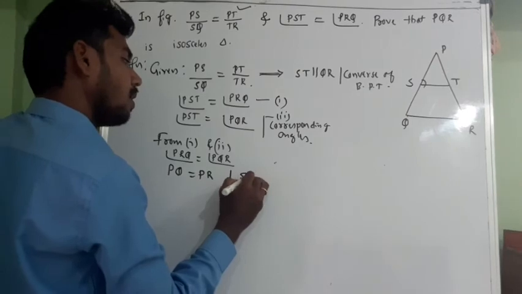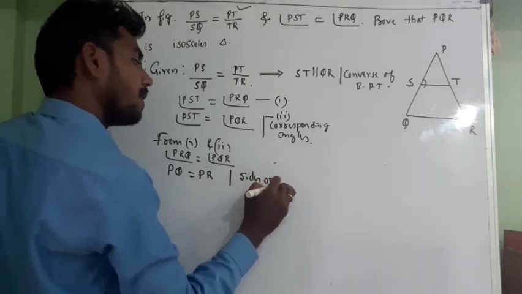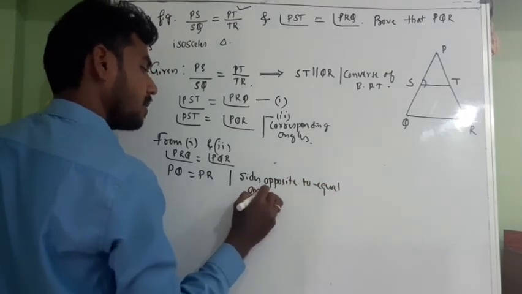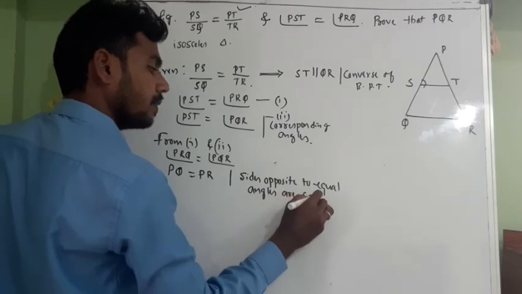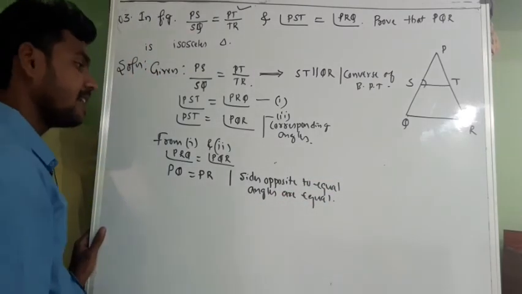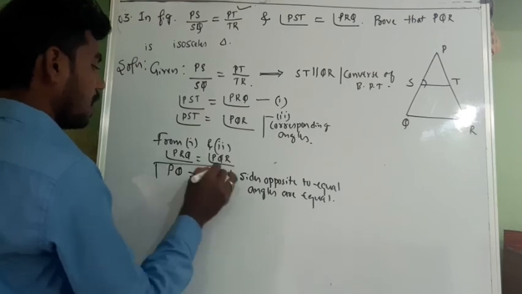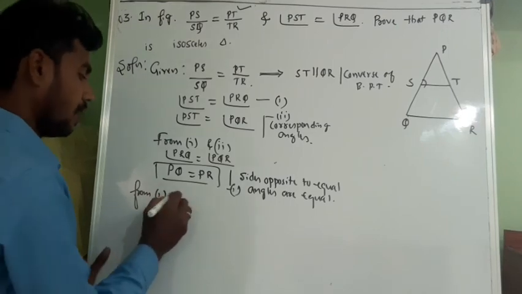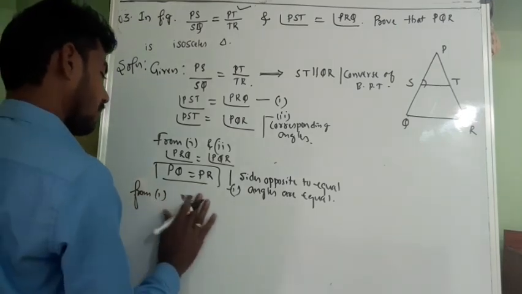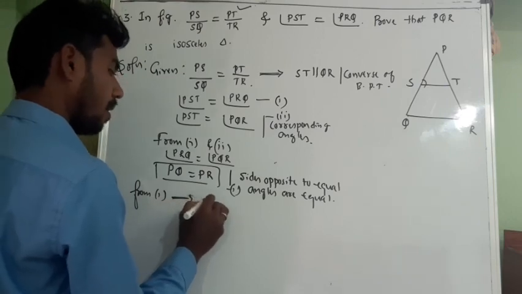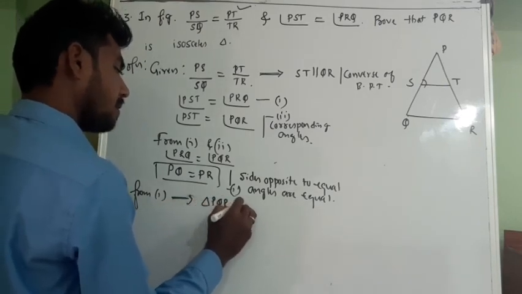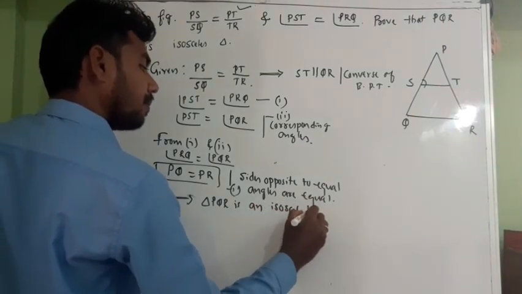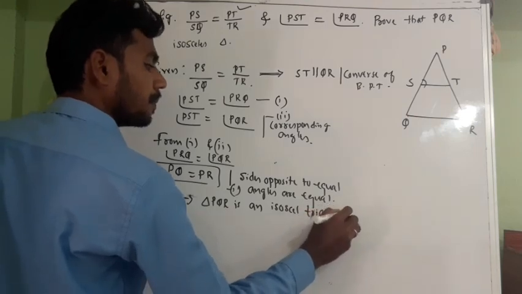This is because sides opposite to equal angles are equal. We studied this in the 9th and even in the 8th standard. So I'll call it equation 3. So from 3, what we can say is triangle PQR is an isosceles triangle. So please note this down.